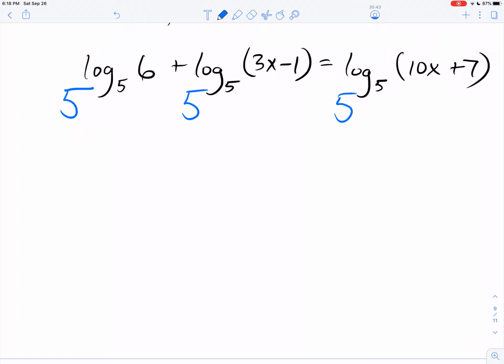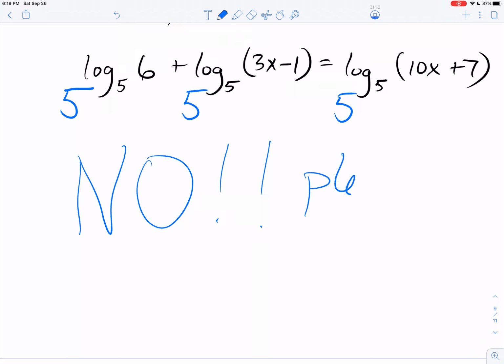I did everybody with a base of 5. The problem is I did it 2 times on the left-hand side and 1 time on the right-hand side. Doesn't matter, even if it evened out. You have to condense it into single log form. This will always be wrong. This is the most frequently done thing. No. Please, whatever you do, do not do this.